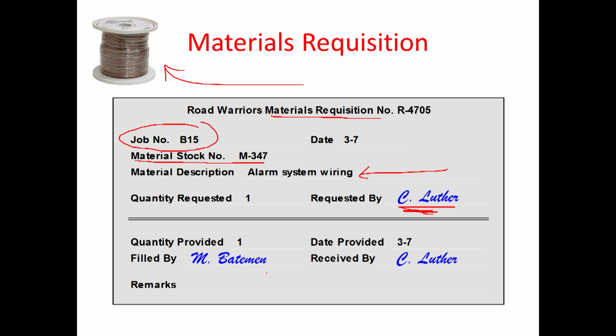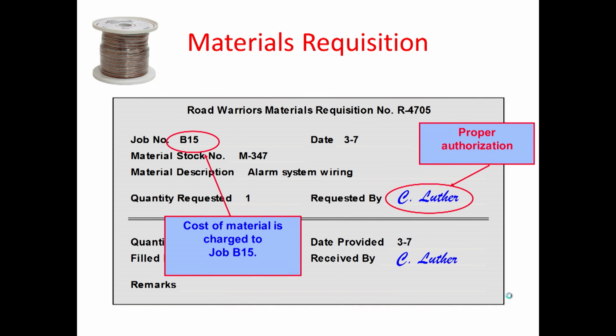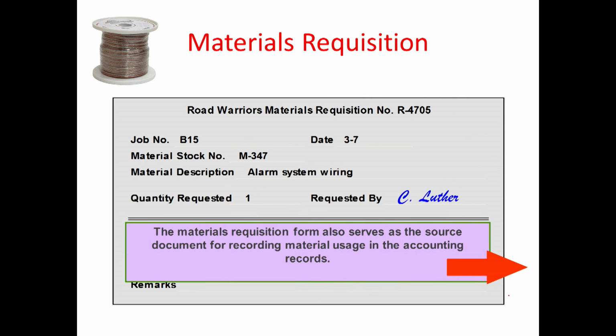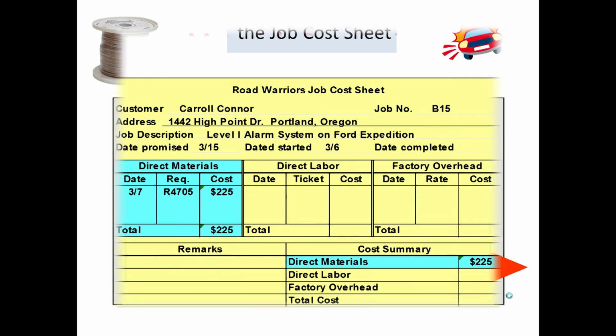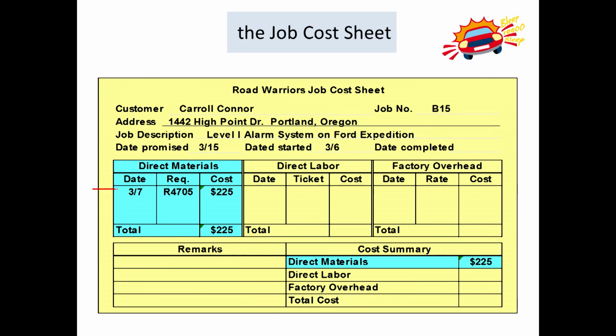All right? Now, then somebody goes and finds that, and they provide it. This person right here, M. Bateman, they fill it, and then when they give it to Mr. Luther or Miss Luther, they sign that it was received. And that's how it ends up on the job cost sheet. This is the source document. And eventually it's listed right here. Okay? There's the stock number of that material, and there is the cost of it. Okay, and this will accumulate the totals down here. Does that make sense?